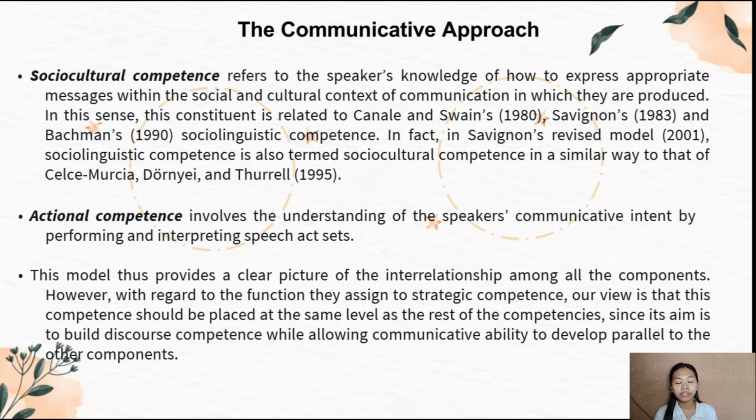However, with regard to the function they assign to strategic competence, our view is that this competence should be placed at the same level as the rest of the competencies, since its aim is to build discourse competence while allowing communicative ability to develop parallel to the other components.